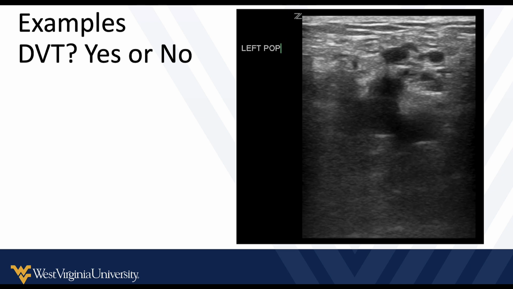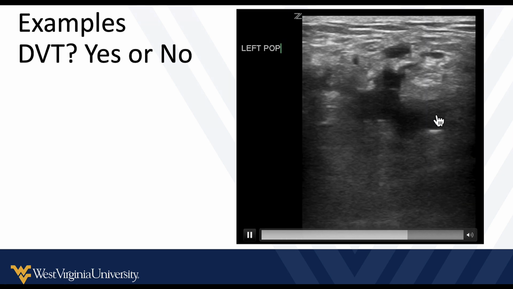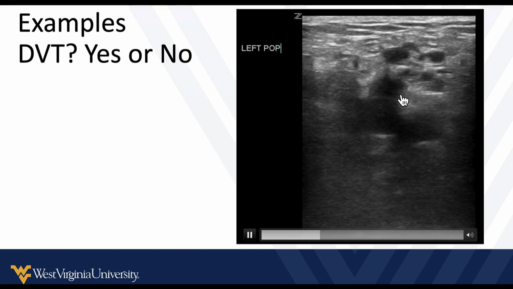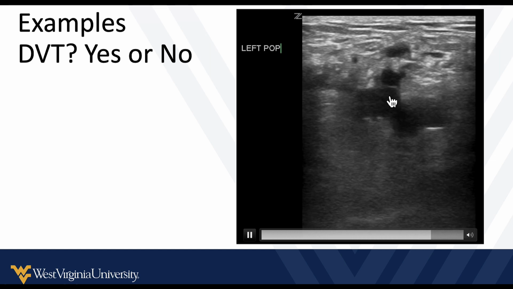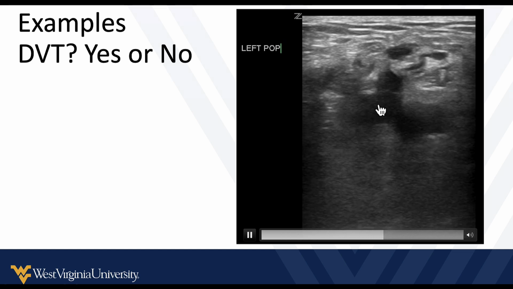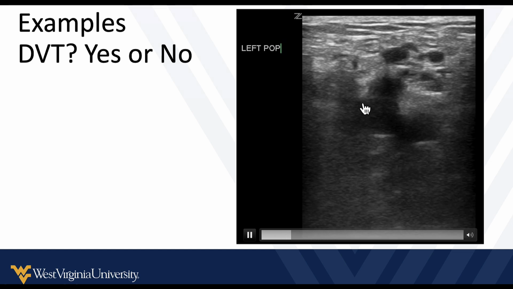Now we're in the popliteal fossa. First, we make sure we identify the deep artery. We see it pulsing here, and we're at the trifurcation. So we see multiple branches of the popliteal vein, but again, they don't compress. We can almost get a little hint of a little echogenic material here in this popliteal vein. So this is a popliteal DVT.